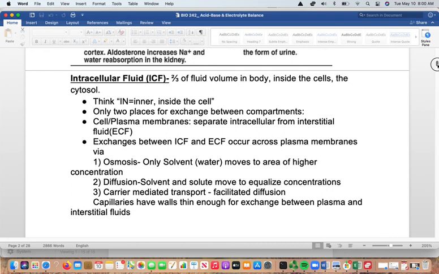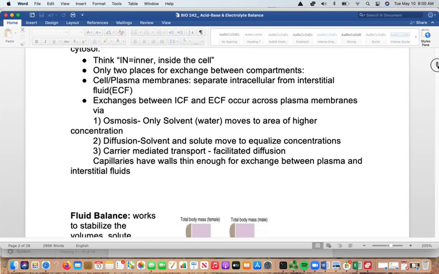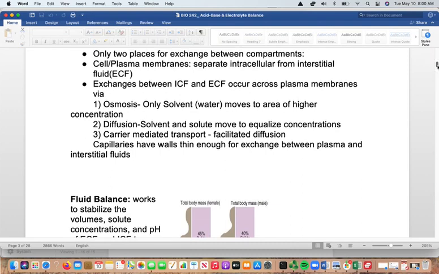So you can have fluid cross the plasma membranes, and this can happen through osmosis, which would be only the water moving to the area of higher concentration. You could have diffusion of the solvent and the solute moving to equalize the concentrations. Facilitated diffusion through carrier-mediated transport is another way. The capillaries have thin enough walls for exchange to occur between the plasma and interstitial fluid.